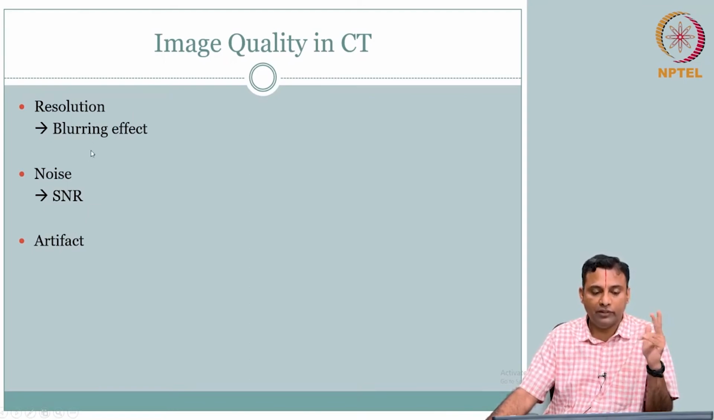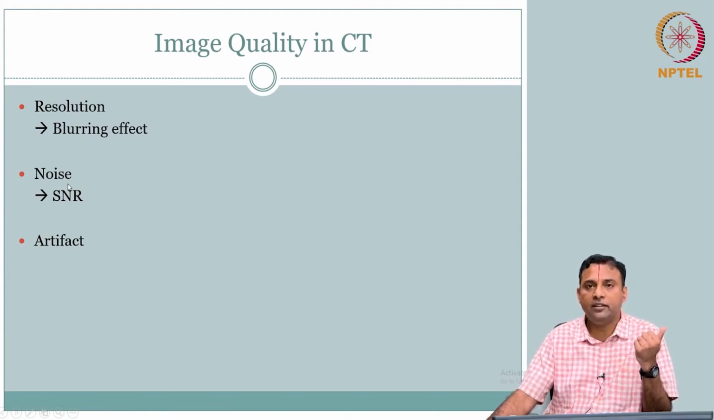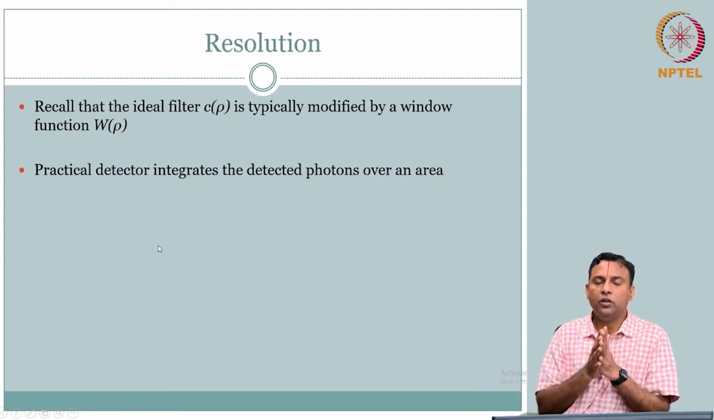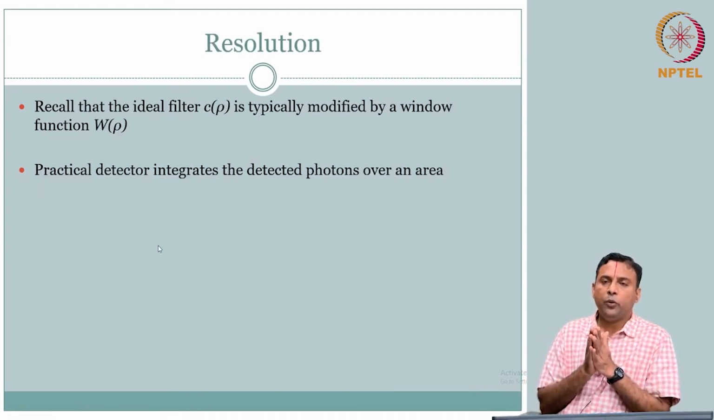When we talk about image quality, these are the things that we will cover. No surprises here. We will talk about resolution, noise. I mean, noise is not always talked about in separation. It's the signal to noise or contrast to noise, and then some of the artifacts. Okay, so we'll quickly go to resolution. So what do we think is the problem in resolution?